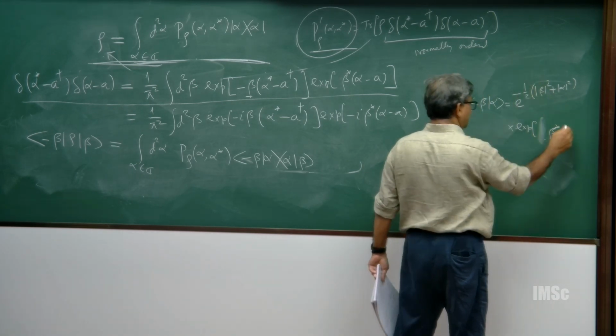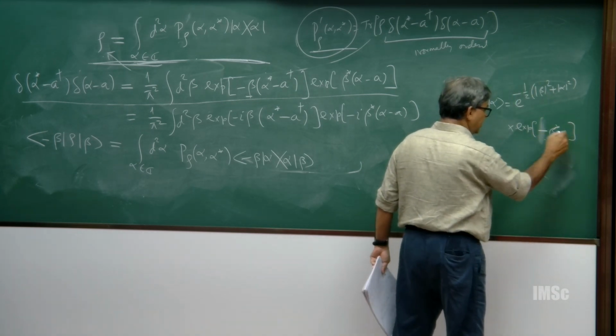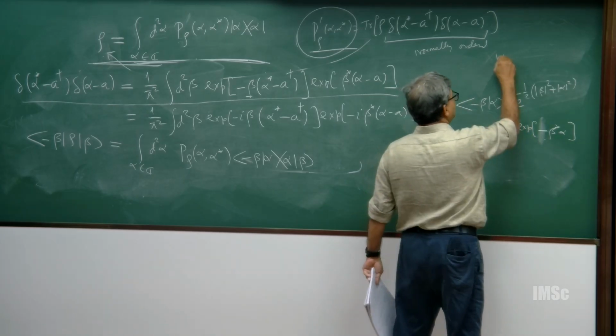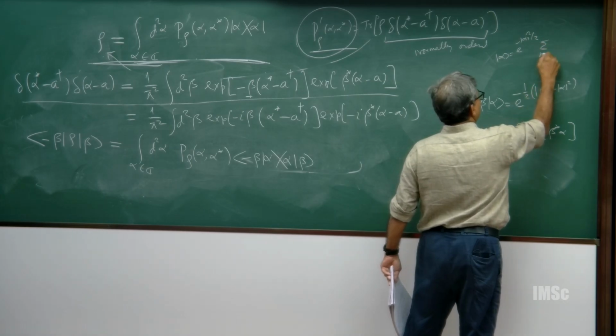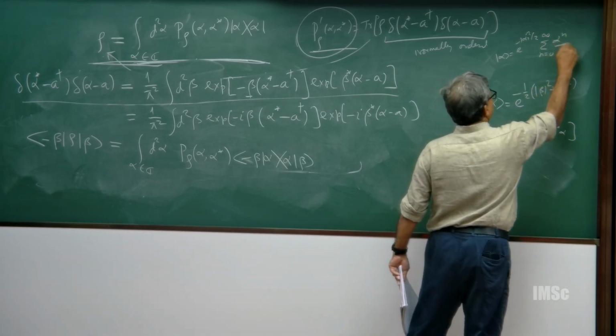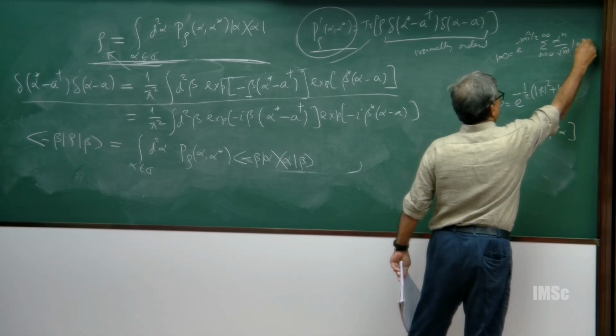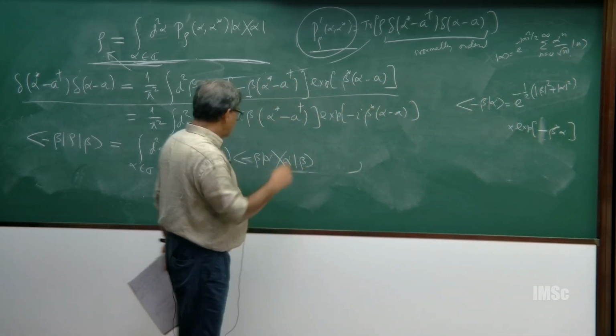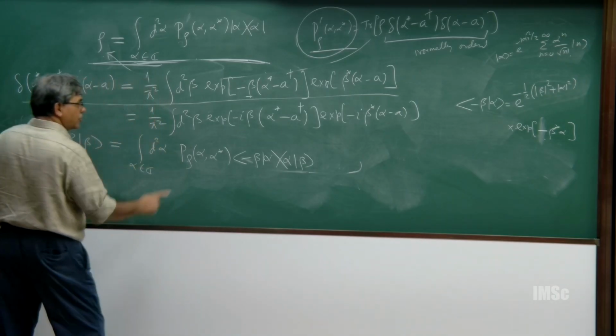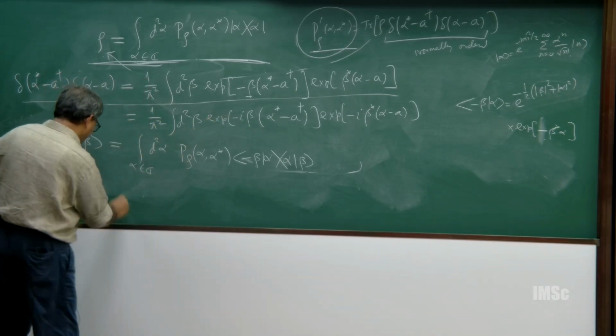One can calculate this thing, but minus of this. I mean, you will have to take basically this formula, e to the power minus mod alpha square by 2, sum over n equal to 0 to infinity, alpha to the power n by n factorial, ket n. So, if you use that, hopefully this is correct. This is correct, right? Okay, it looks okay.